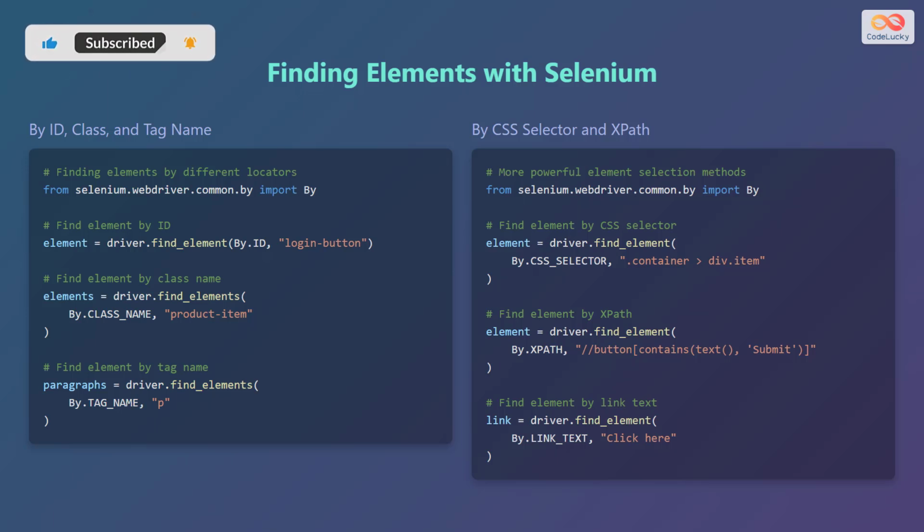On the right, we have examples of finding elements by CSS selector and XPath. CSS selectors are patterns used to select elements based on their CSS classes, IDs, and attributes. XPath is a query language for navigating through the HTML structure of an XML document. Additionally, we can also find elements by their link text using By.linkText.